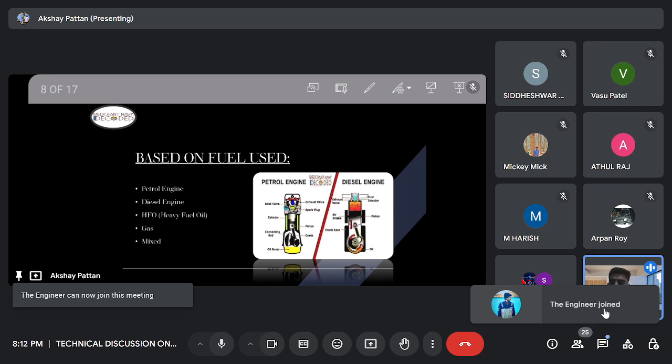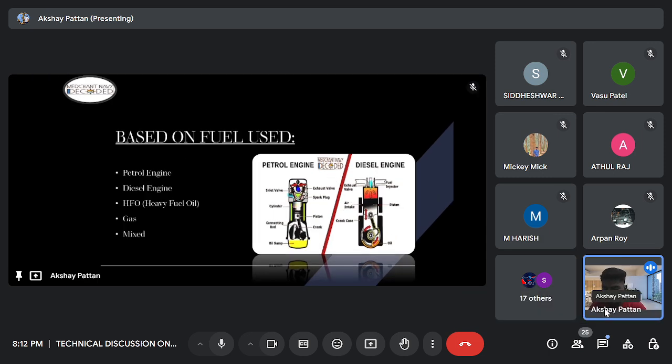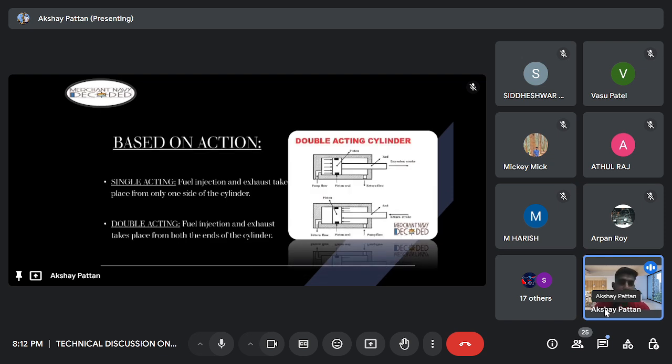We have discussed classification based on stroke, and now based on fuel used. We will move to the next part, that is based on the action. There is single acting cylinder and double acting cylinder. Can anyone say what you mean by single acting cylinder and double acting cylinder? In a single acting cylinder, the charge is admitted only on one side of the piston. In a double acting cylinder, the charge is admitted on both sides, and it produces the suction stroke as well as the discharge stroke at the same time.